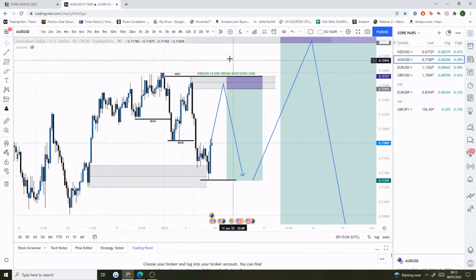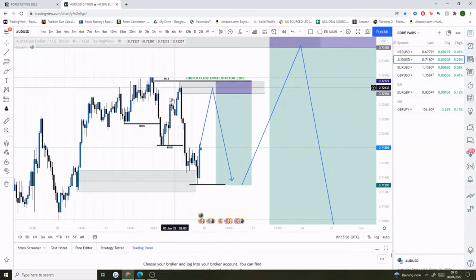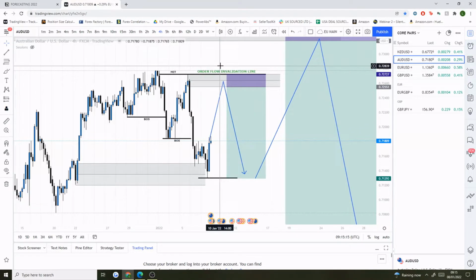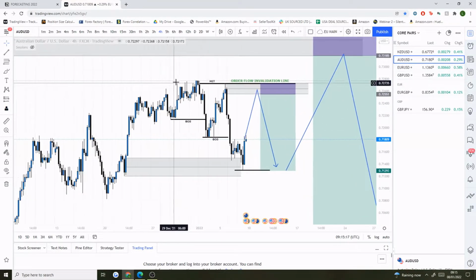But in terms of what I'm actually looking at for trading opportunities going into next week on Aussie dollar, I will just be looking at selling out of this point of interest here, because that's a super clean order block. It's also a high probability situation because of this order flow invalidation line. So that's AU for this week.